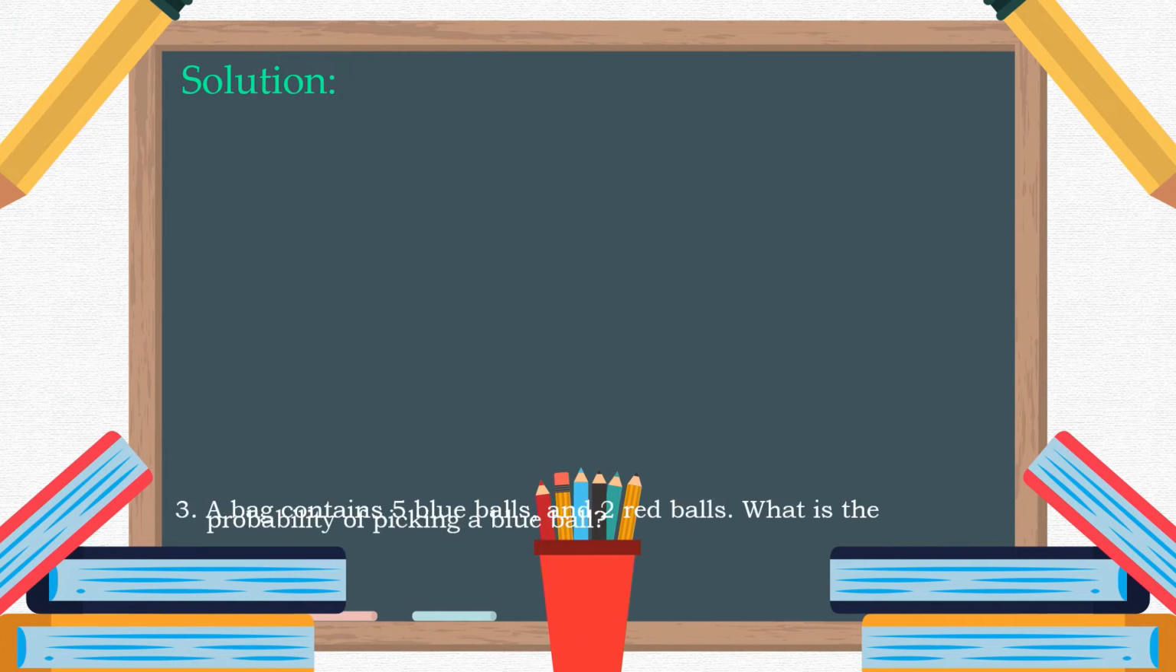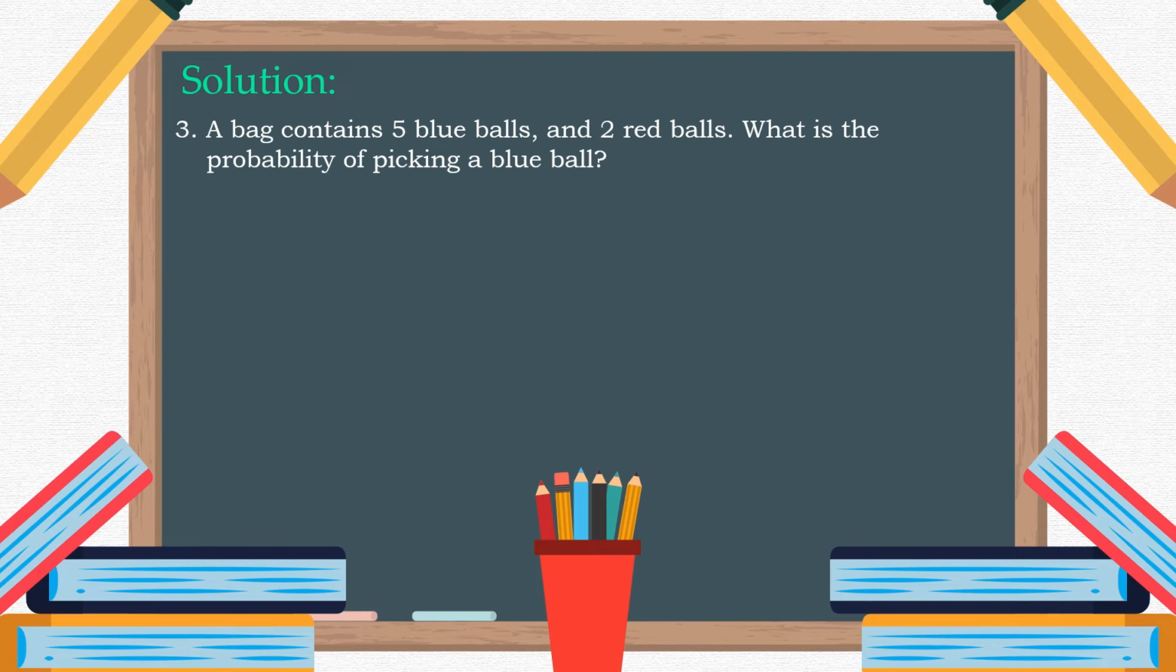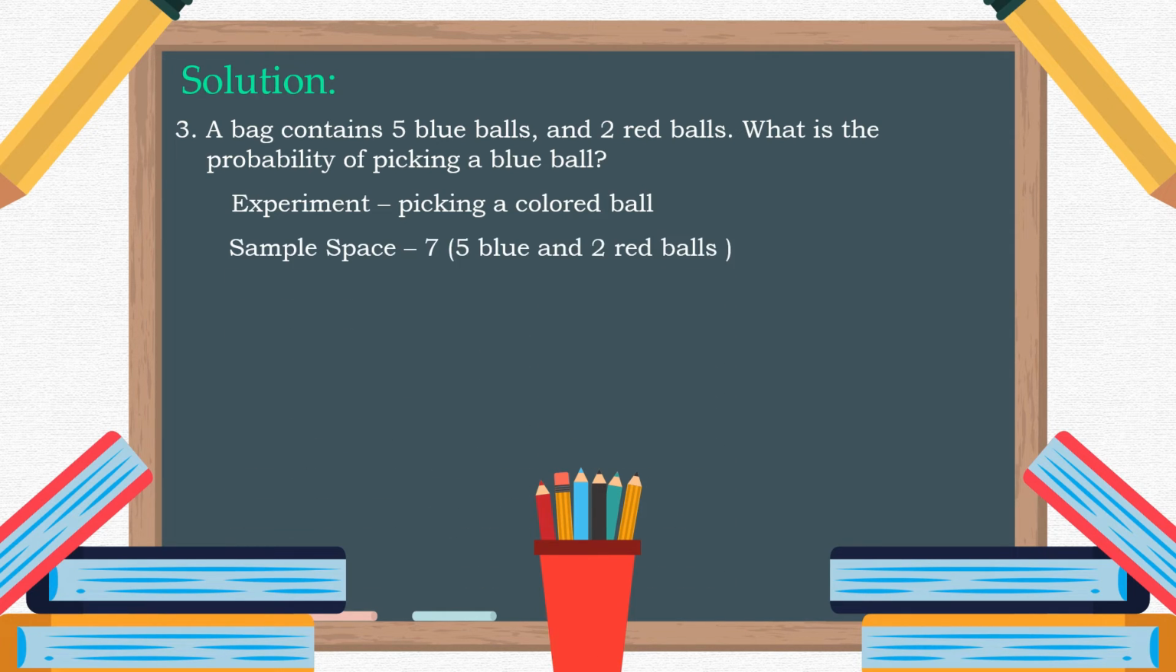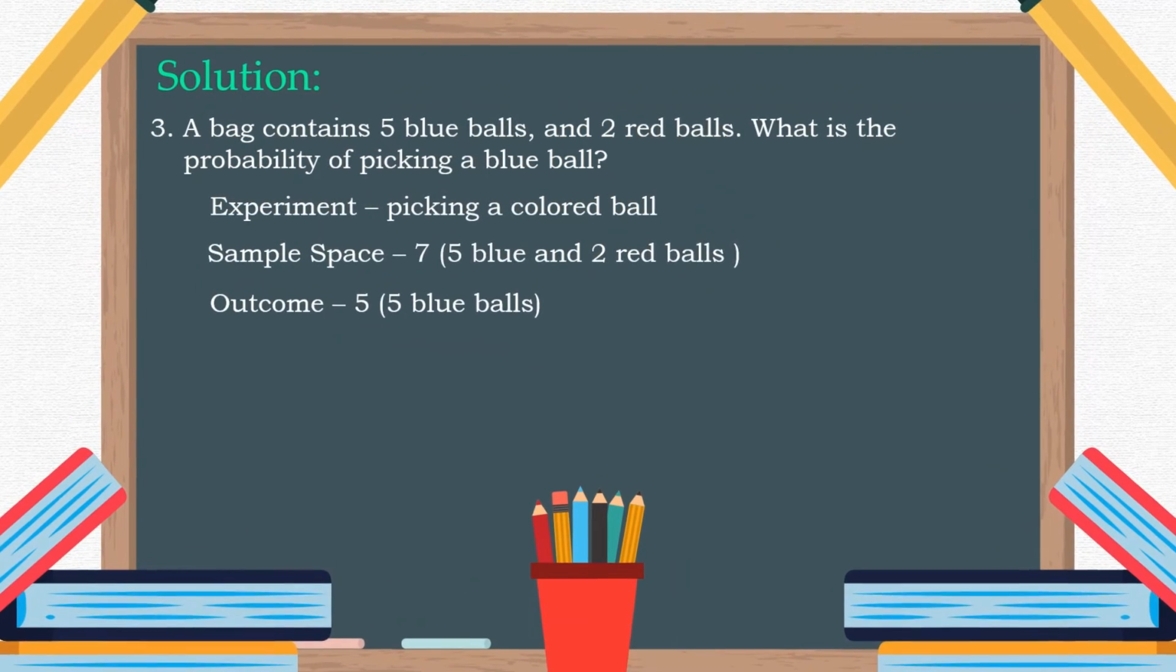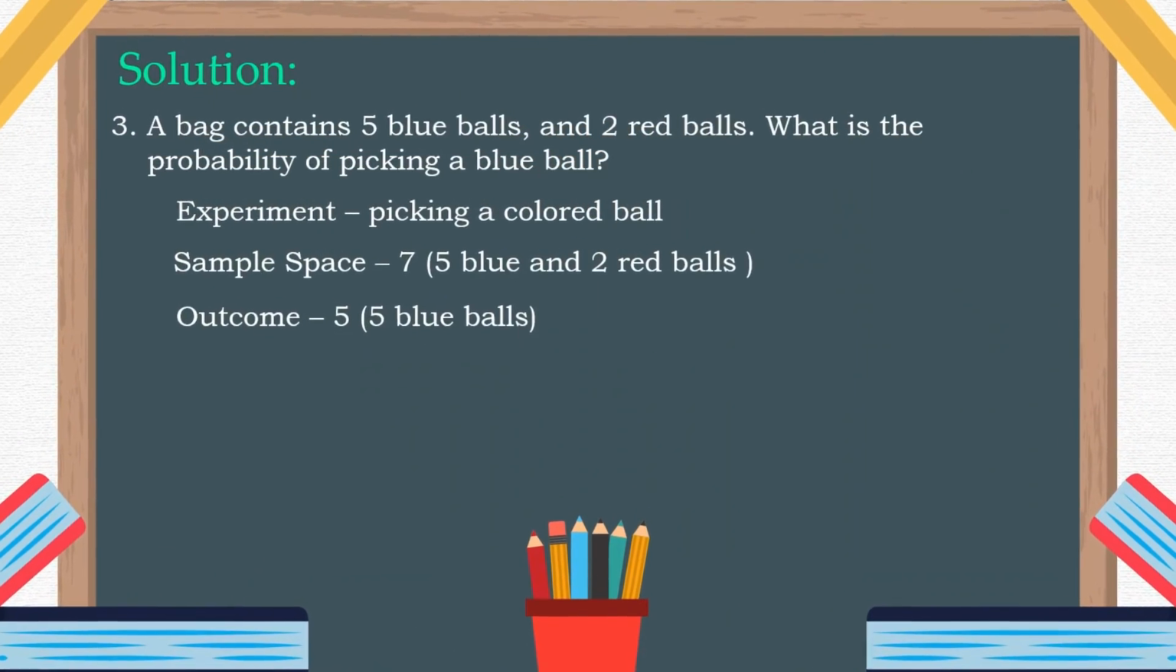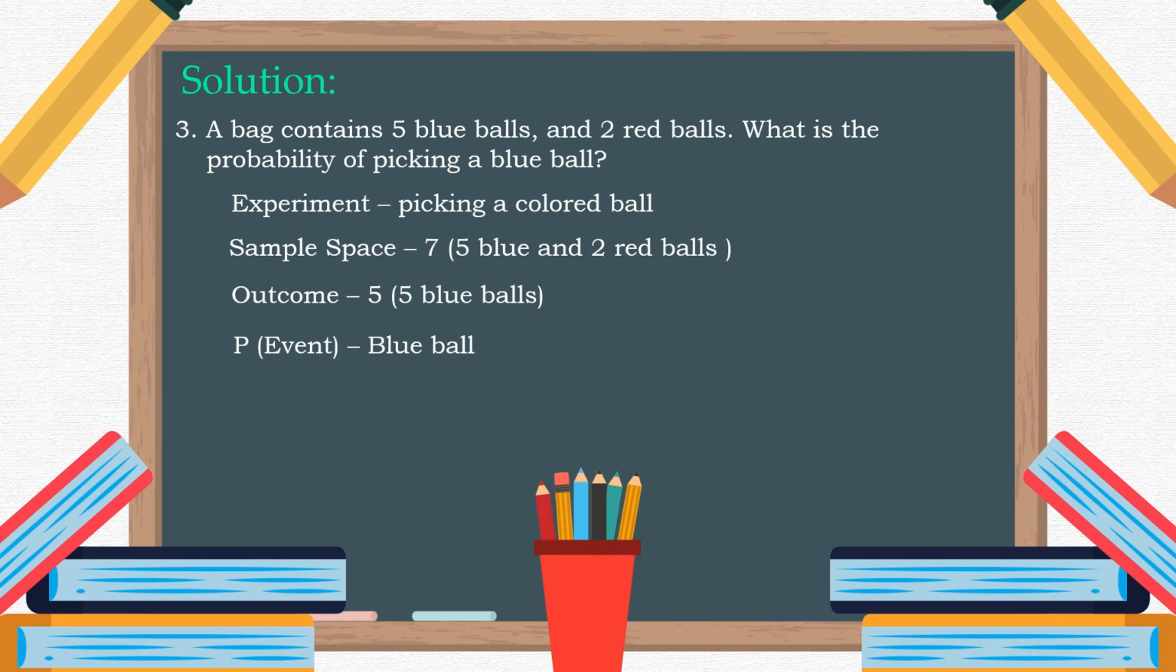Okay, so example number 3. A bag contains 5 blue balls and 2 red balls. What is the probability of picking a blue ball? Our experiment is picking a colored ball. Sample space is 7, so we have 5 blue balls and 2 red balls. Our outcome is 5. Since we have 5 blue balls, our P of event is blue ball.